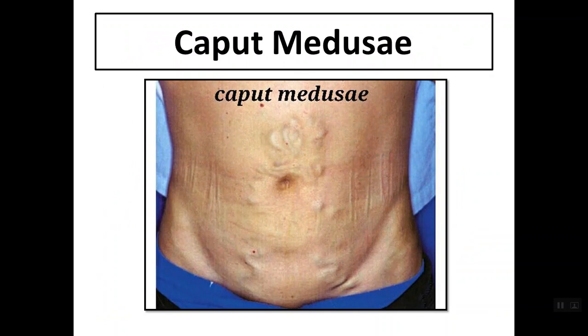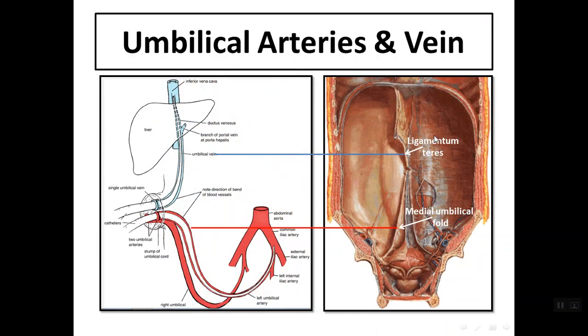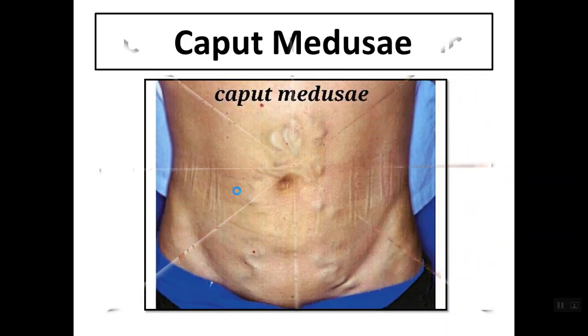If there is a problem in the liver, with venous congestion, the veins will be congested and engorged, and will appear on the anterior abdominal wall just like this. This is a varicose vein of the paraumbilical veins that is called Caput Medusae.